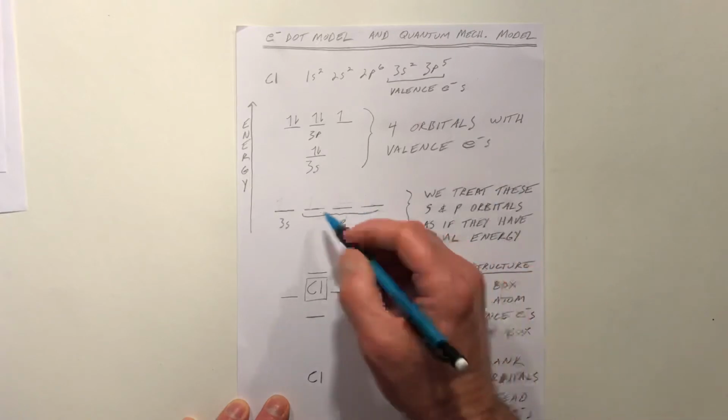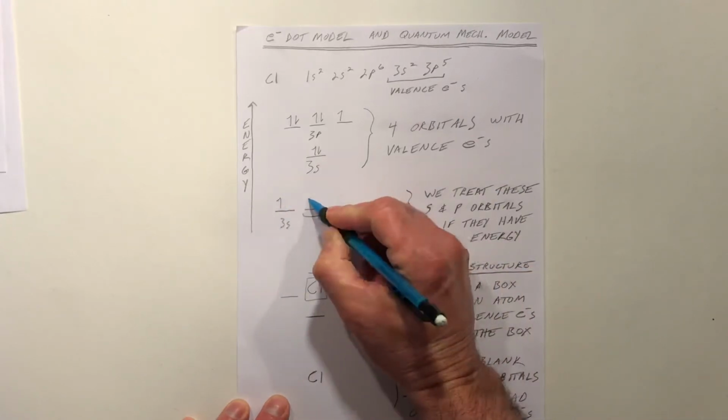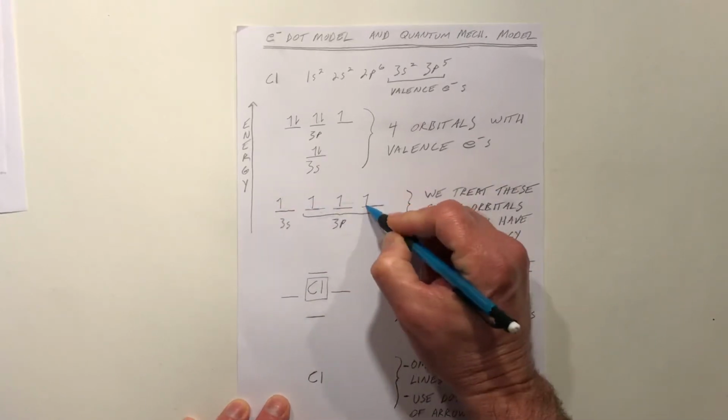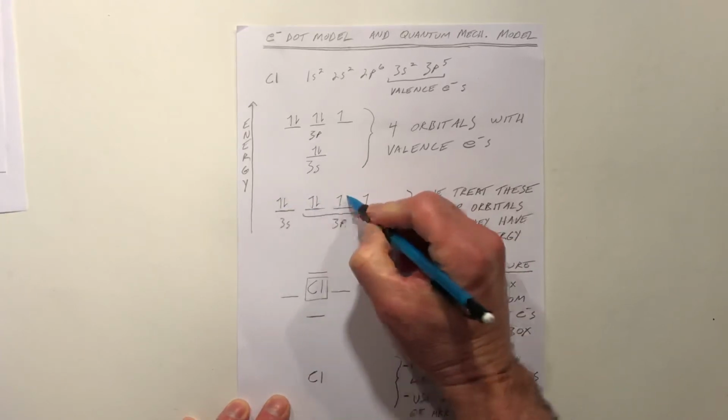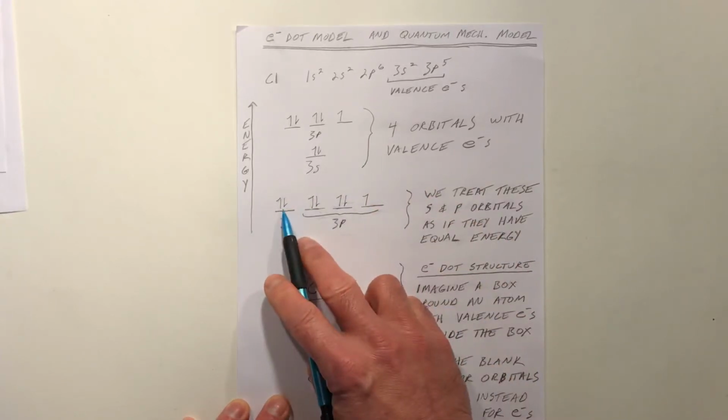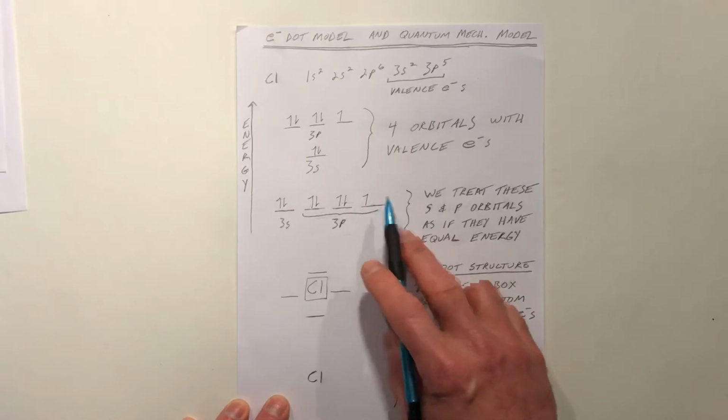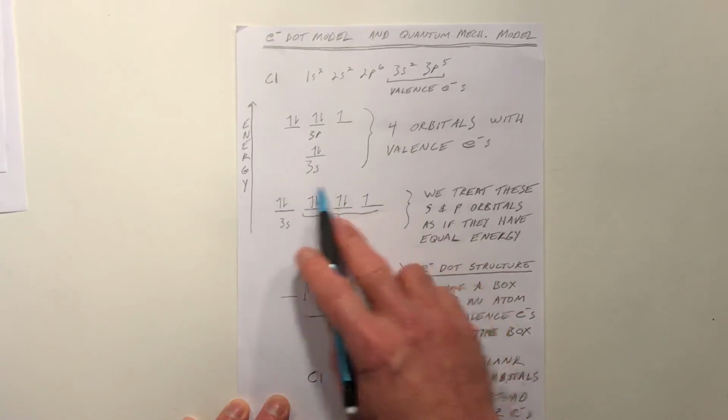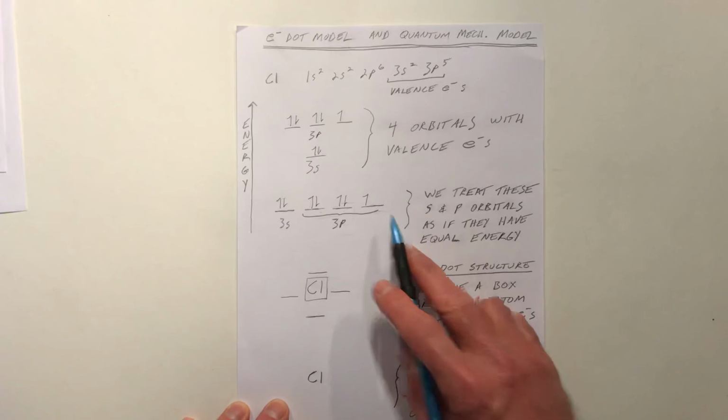Now when we fill in electrons, we would do it this way. Up, up, up, up, down, down, down. So that's 7 valence electrons, filling them up as if they all had the same energy, equal energy.